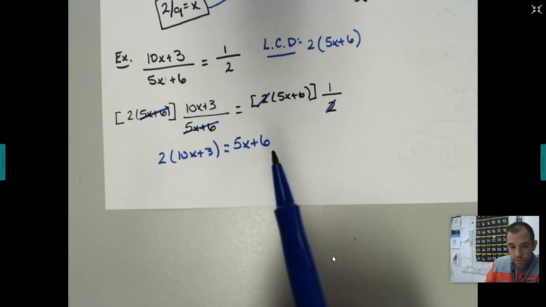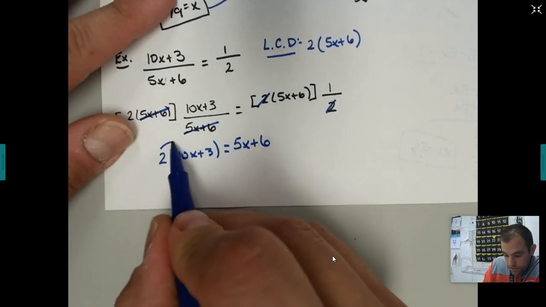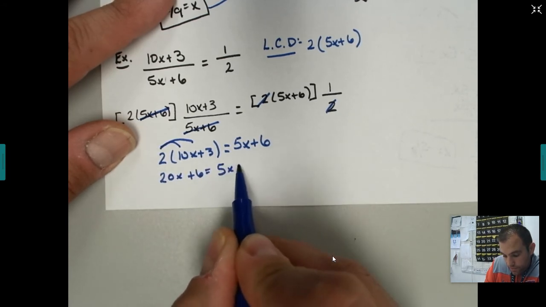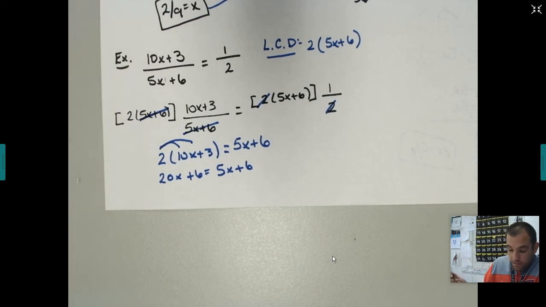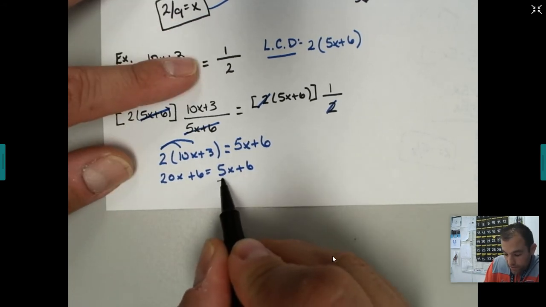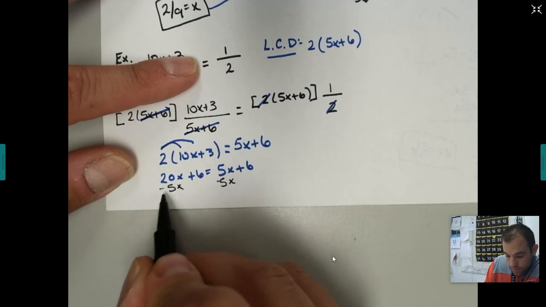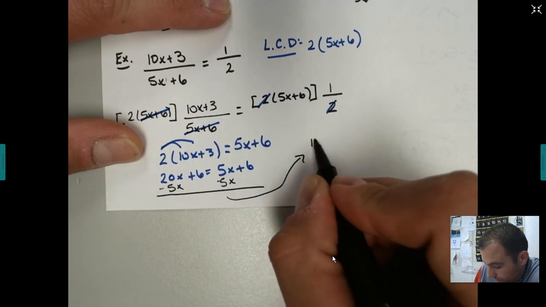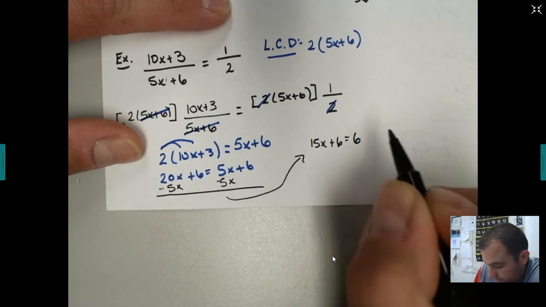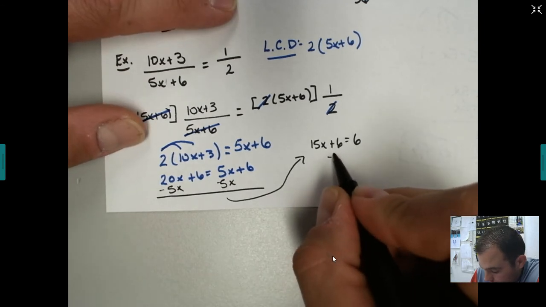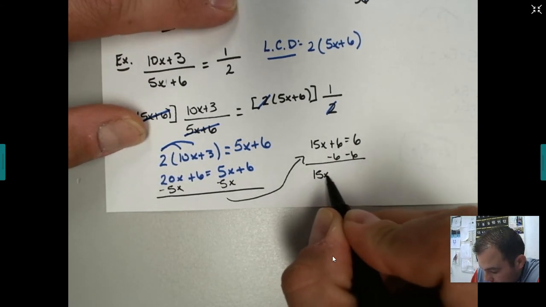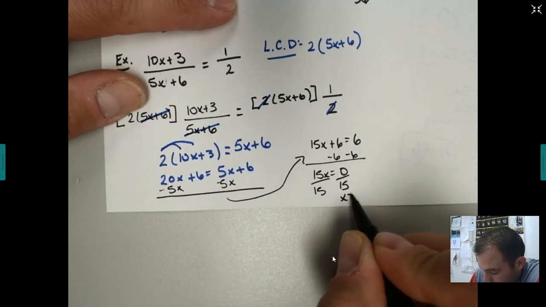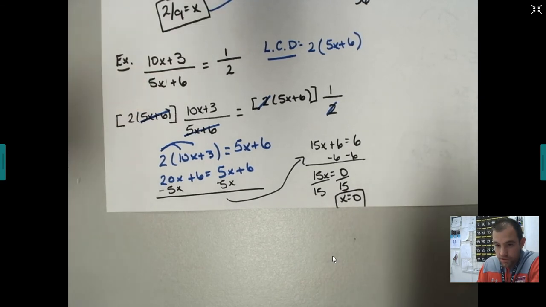And now this is exactly what we did on the earlier examples. Distribute the 2. 20x plus 6 equals 5x plus 6. And then simplify however you want. I'm going to subtract 5x. So I'm going to write it over here. That would be 15x plus 6 equals 6. Then subtract 6. 15x equals 0. Divide by 15. x equals 0. So I got an answer of x equals 0.